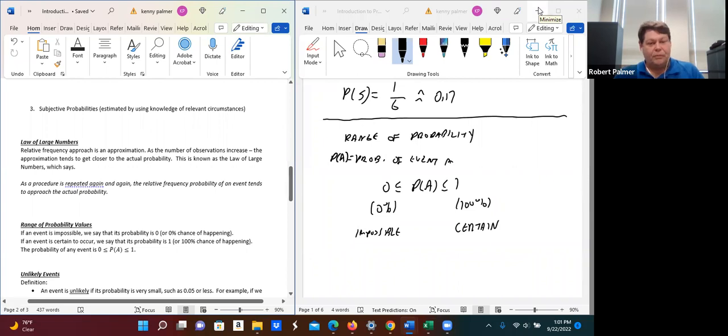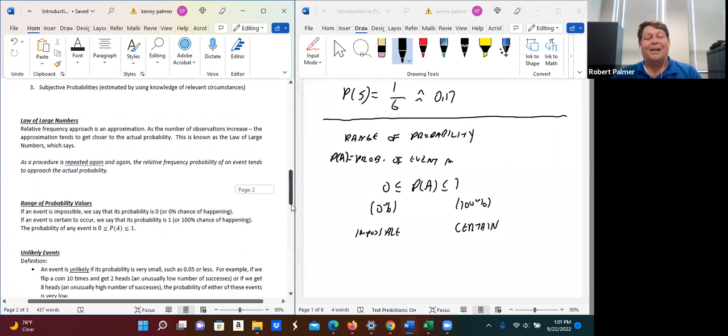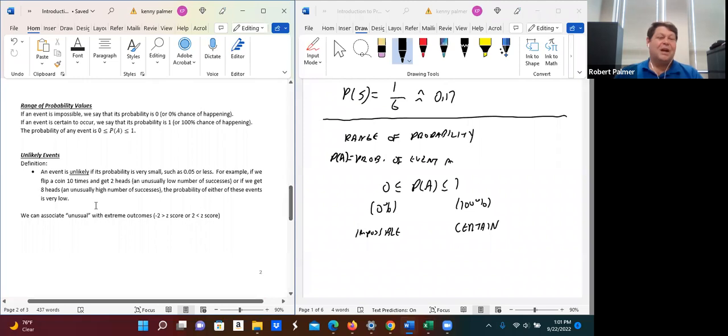Okay. Now, let's talk a bit about unlikely events. It's kind of what it sounds like. An event is unlikely if its probability is very small, maybe 0.05 or less, or 5% of the time or less. For example, if you flip a coin 10 times and you get 2 heads, which is a usually low number of successes, or you get 8 heads, which would be a usually high number of successes, the probability of that happening is very low. So the probability of flipping a coin 10 times and getting either 2 heads or 8 heads is really small. And in future videos, you may see an explanation of how to calculate that probability.